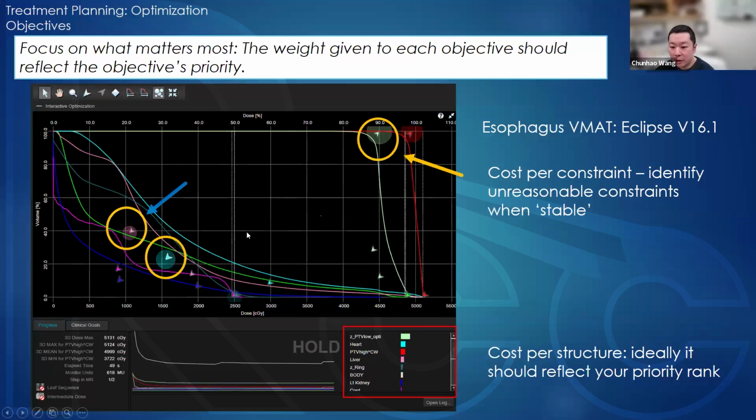For this specific case, we can see we have a very high cost on the target coverage, heart sparing, and liver sparing. When I see this, while I understand that heart sparing is very important, liver sparing at low dose actually is not a priority in this case. So based on the cost of this constraint, I'm going to lower the priority or adjust the position of this constraint, so I can have the optimizer spend more effort on coverage versus heart sparing.